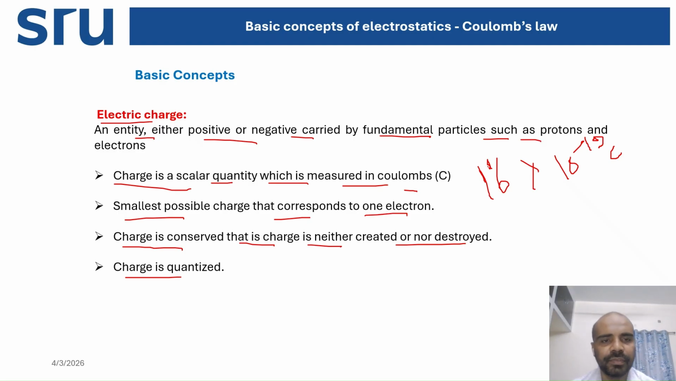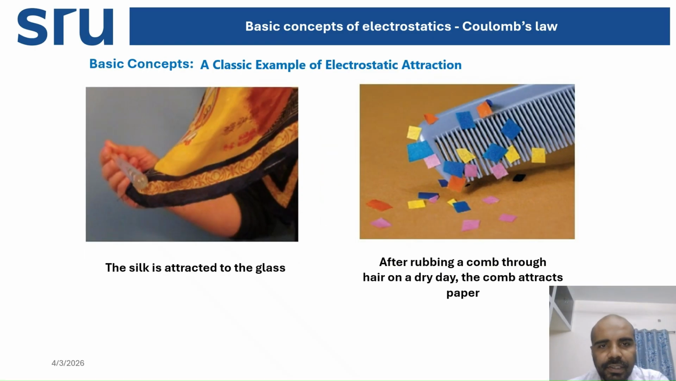So let's move to the next slide. Some classic examples of electrostatic attraction. In the first example, if you take a glass rod and a piece of silk cloth, and when the glass rod is wrapped with silk cloth, then the electrons from the glass rod are transferred to the silk because silk has high electron affinity. As a result, the glass rod becomes positively charged and silk cloth becomes negatively charged. So they can attract each other through electrostatic attraction.